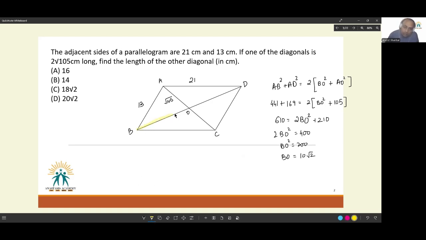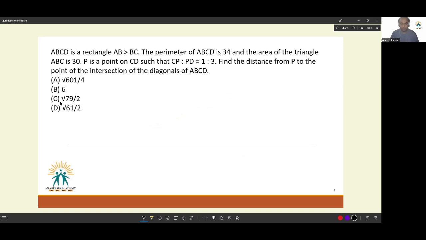This length here is 10 root 2. We know diagonals are bisected. So the length of OD will also be 10 root 2. Or the length of the other diagonal in entirety will be 20 root 2. Option D. Okay. Next. ABCD is a rectangle where AB is greater than BC.